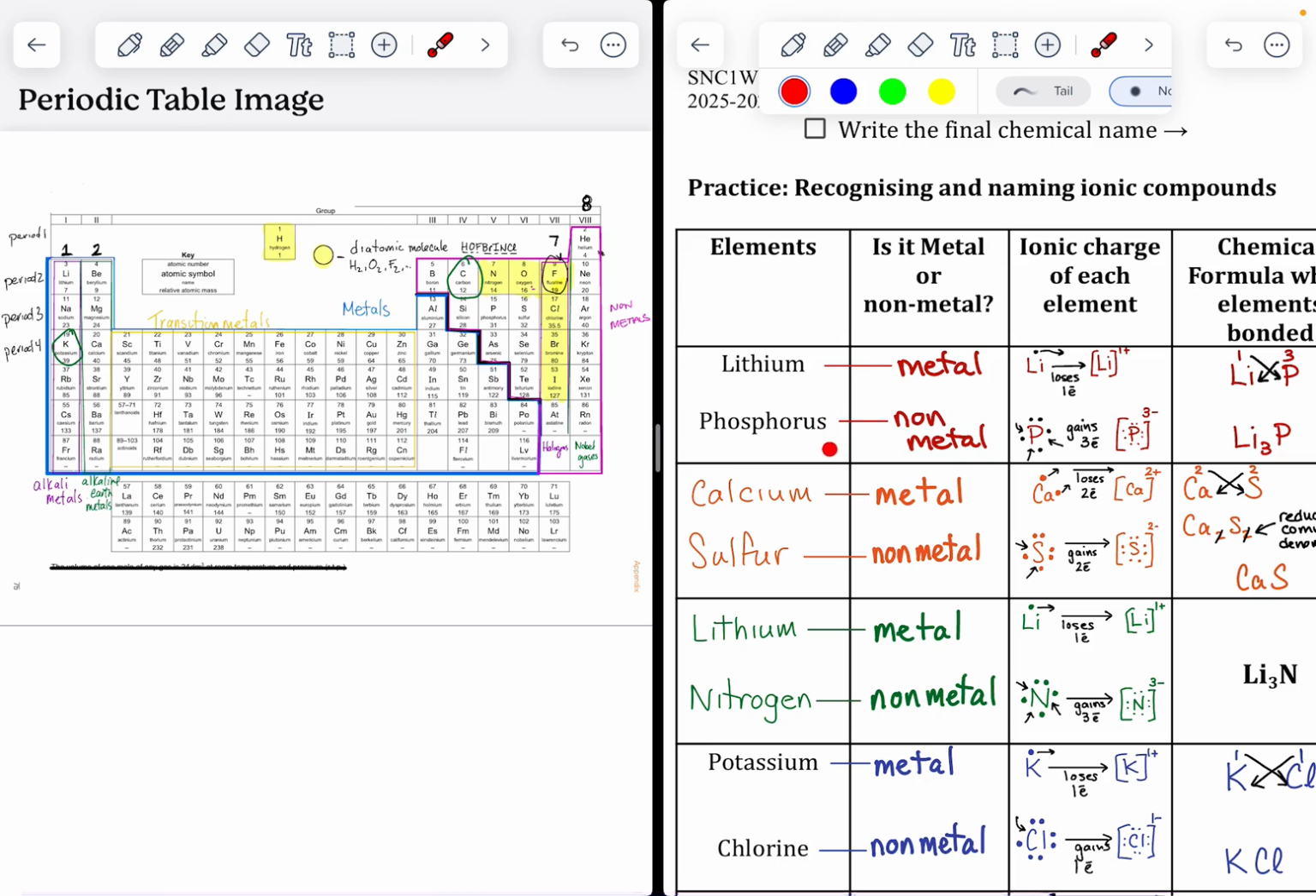Lithium is our metal, phosphorus is our nonmetal. What will the ionic charge be? I've shown that lithium is in column 1 and has 1 valence electron, so it loses that 1 electron and it will gain a charge of +1.